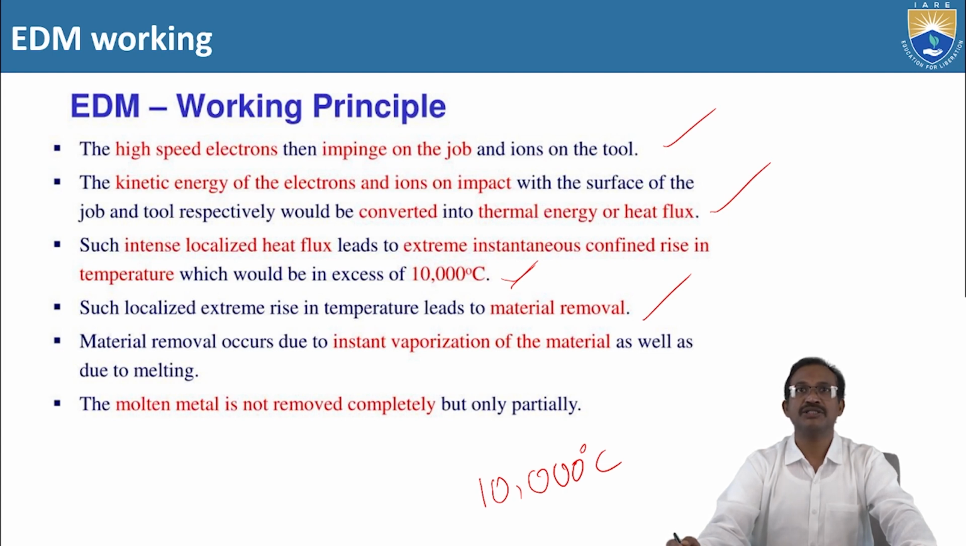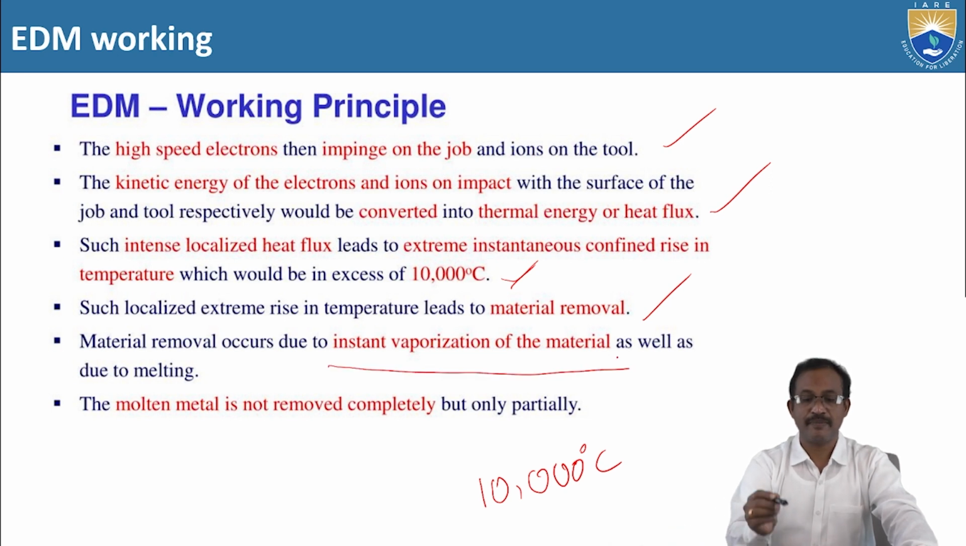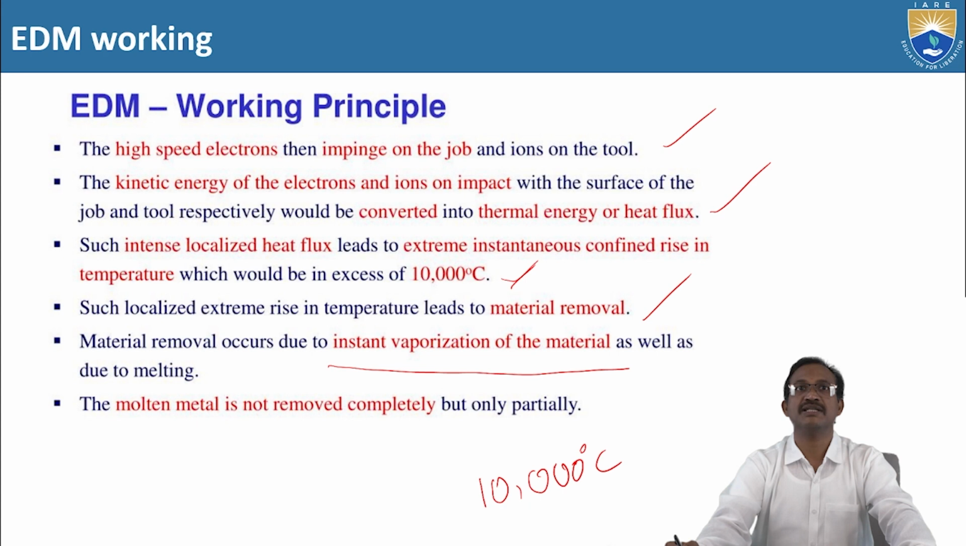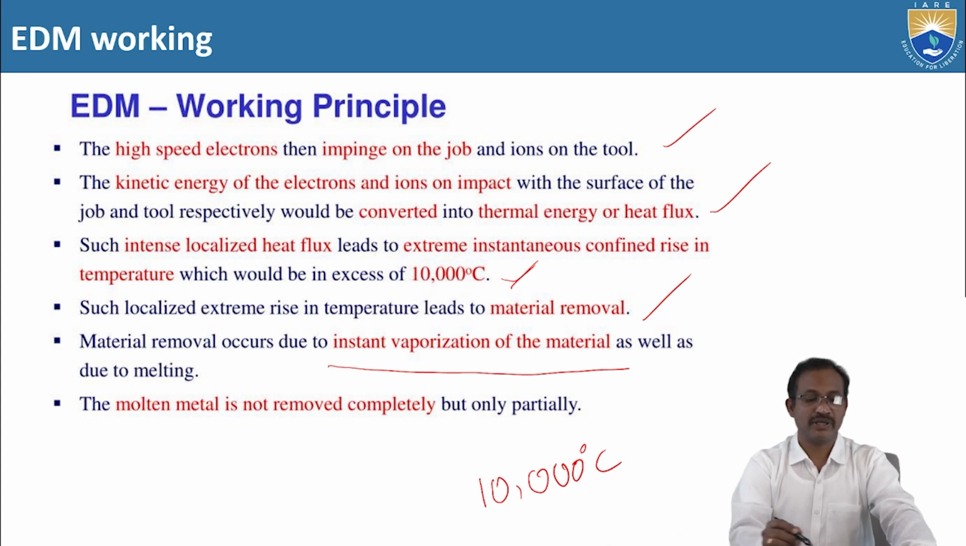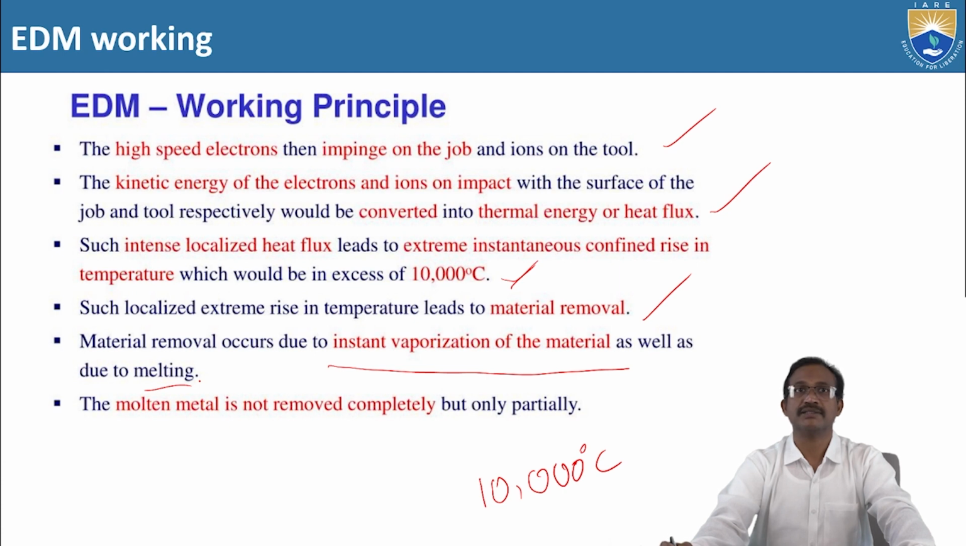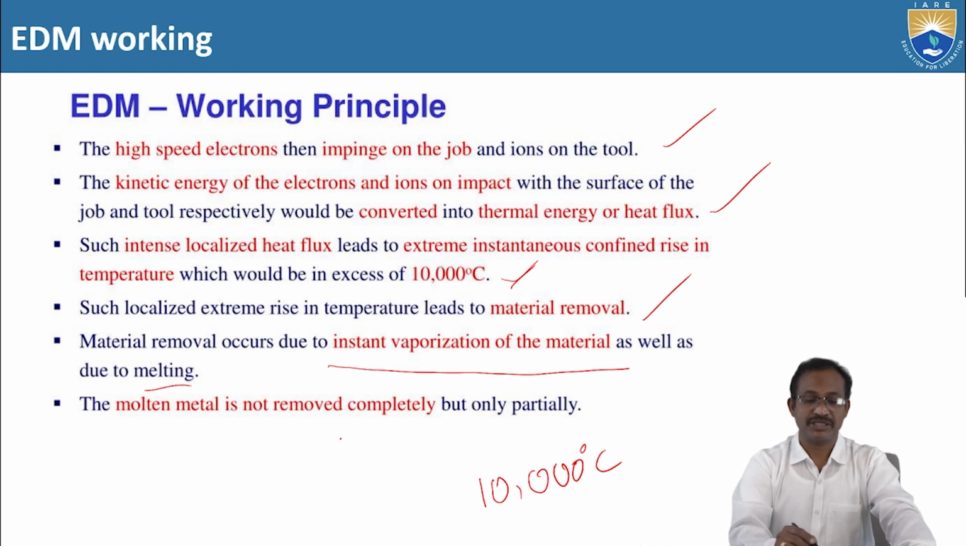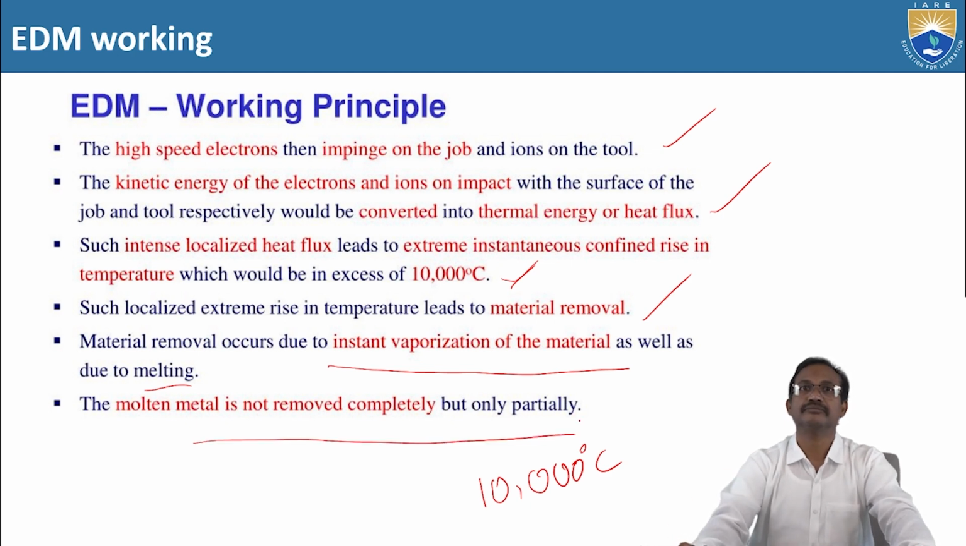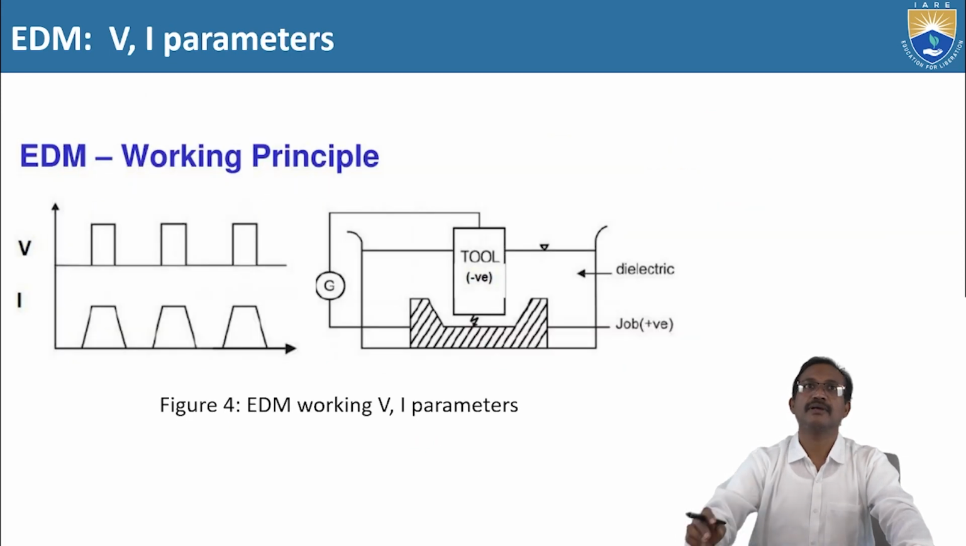Material removal occurs due to instantaneous vaporization of the material as well as due to melting. Already we have discussed, the molten metal is not removed completely but only partially. Here the dielectric fluid medium will circulate, and the tool and the workpiece are completely immersed in the dielectric medium.